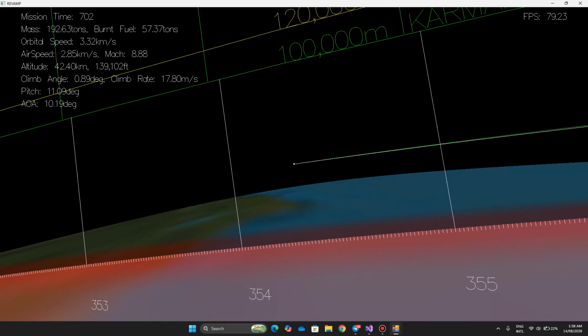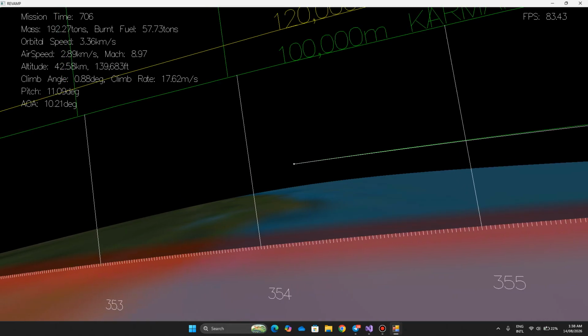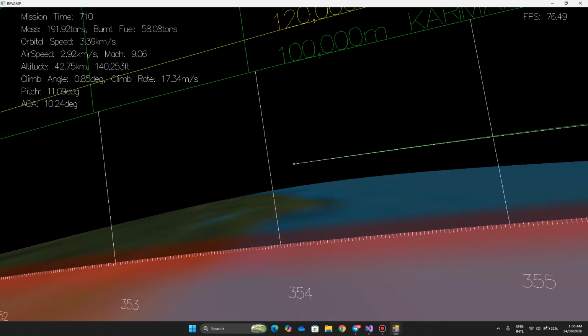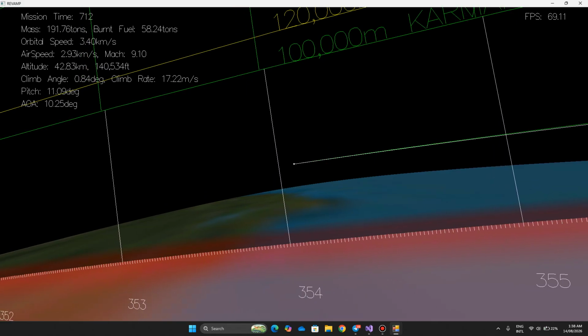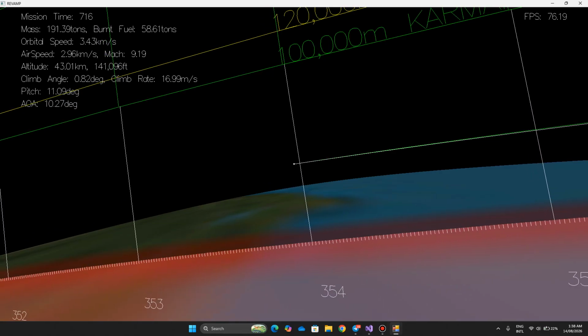So if we just round it to say 95 metric tons, that'll be perfect. I like round numbers. 95 is my goal. As close to 100 as possible.